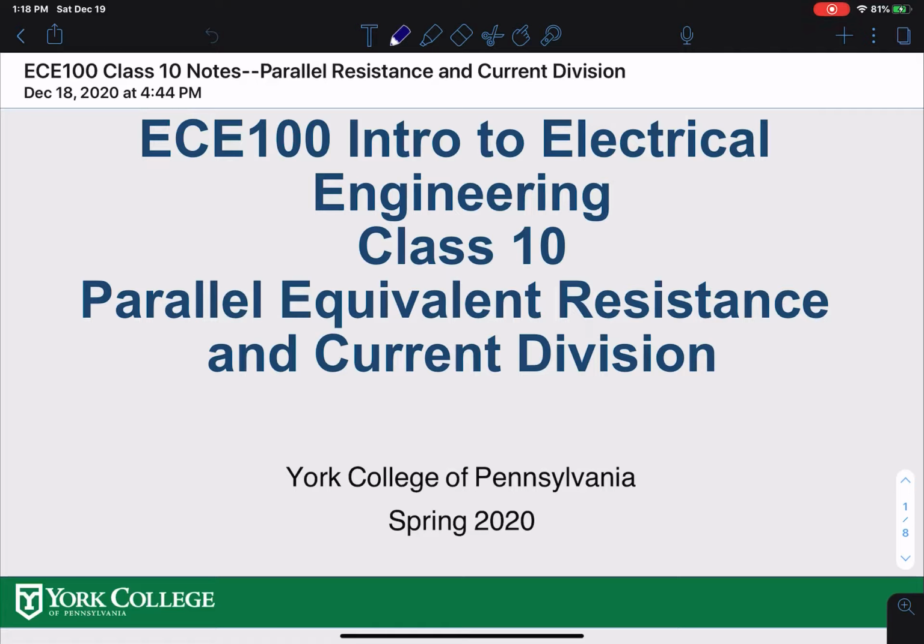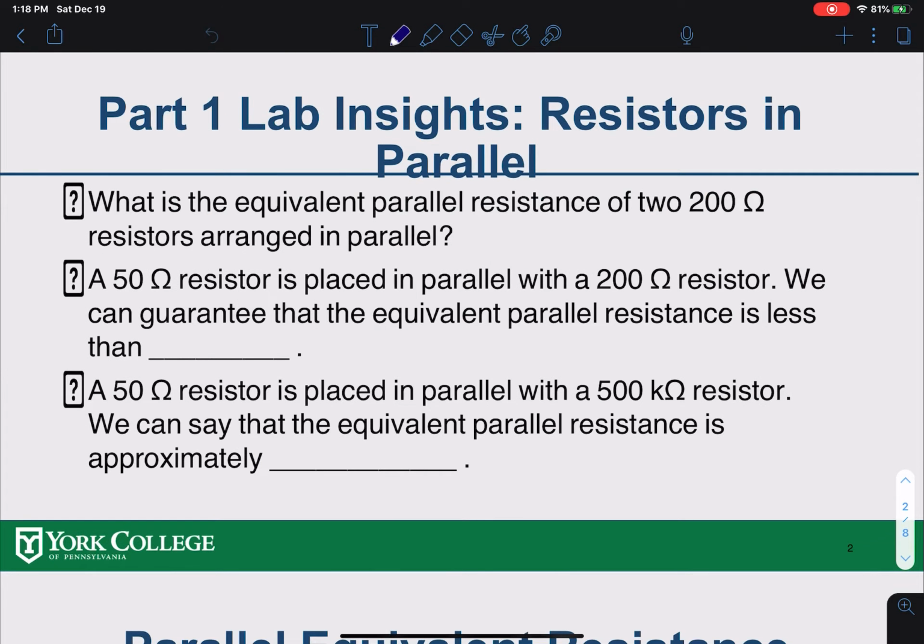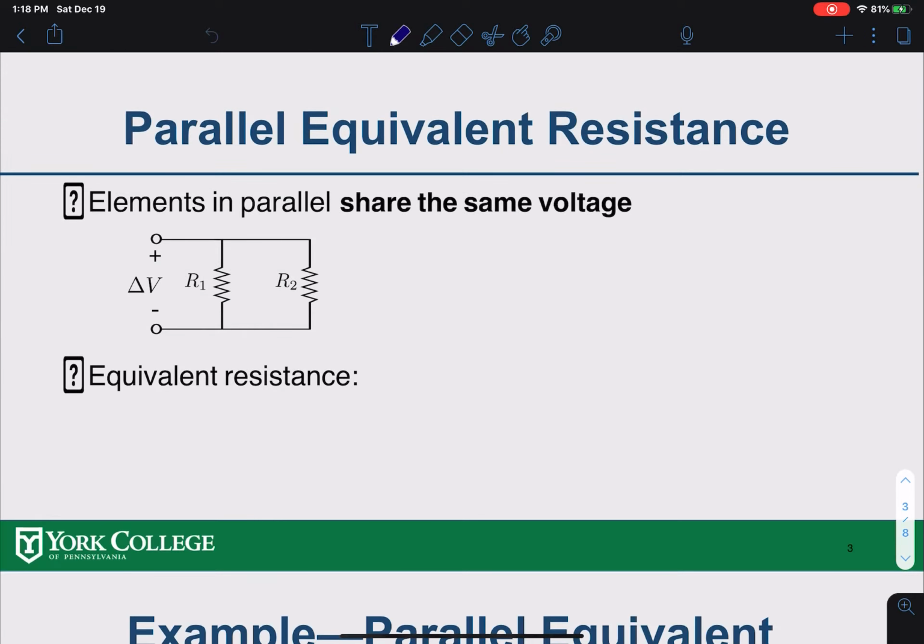Last class we talked about series equivalent resistance and voltage division. In this class we're going to talk about parallel equivalent resistance and current division. These questions we will discuss from your lab, so we're going to wait until you finish your lab and come to class to answer them. Let's get to the next slide.